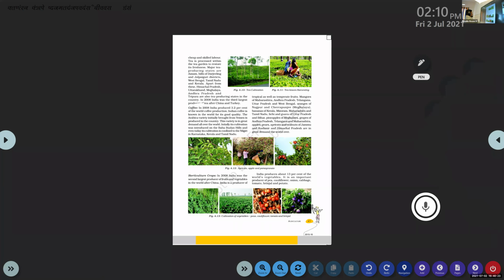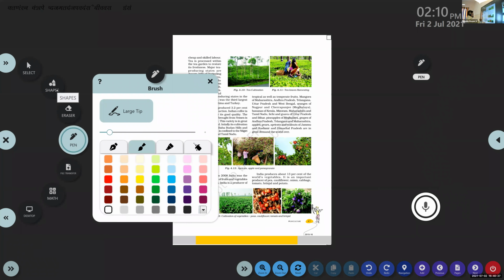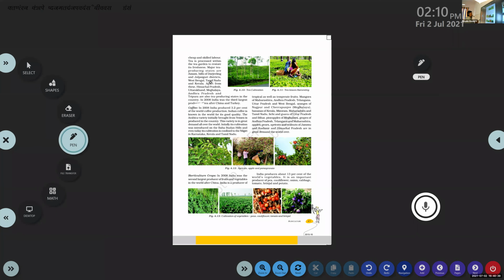Indian coffee is known as dash. What type of coffee plant are we cultivating in India? Any idea? What variety basically? Good quality. What is that? Good. Arabica. Okay. So you can see here.